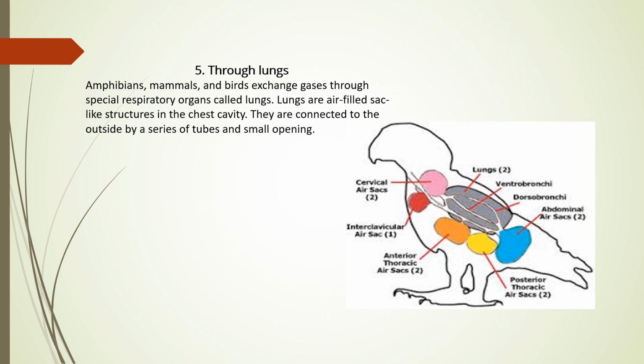Through the lungs, this is a more advanced organ for respiration. All the higher animals, if we talk about mammals, amphibians, birds, exchange the gases through a special respiratory organ that we call the lungs, right? If we talk about mammals, and especially humans, we have a well defined respiratory system that we will discuss in the next video. So here I am just mentioning another respiratory surface for respiration, which is the lungs, and examples are amphibians, mammals and birds.